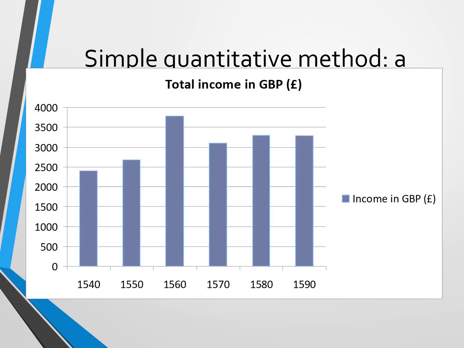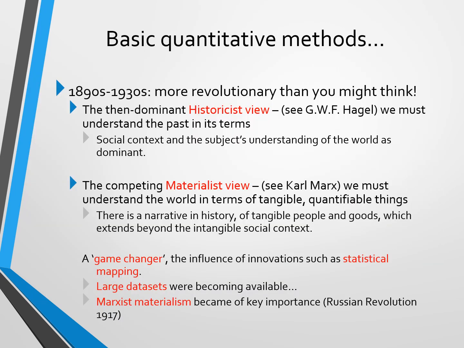I give you an example here of using a simple quantitative method. So this is total income in British pounds for an aristocratic family from 1540 to 1590. So it's simply a matter of creating a data series over time. A little bit more about basic quantitative methods.